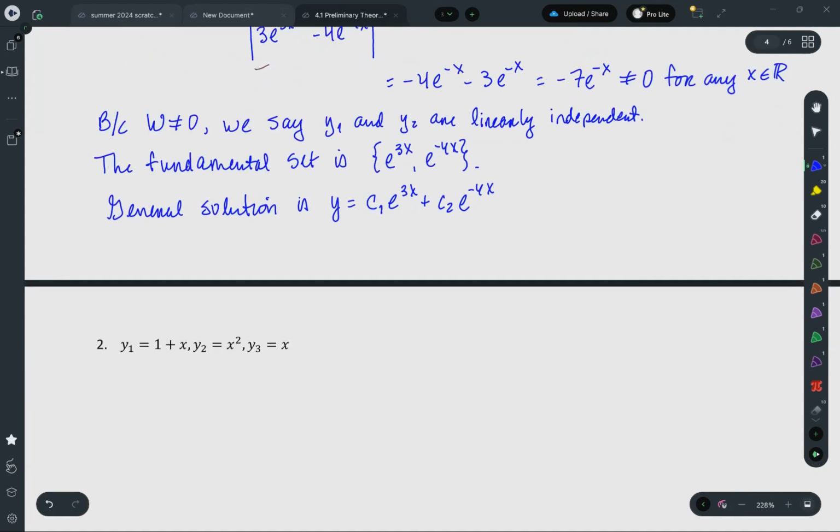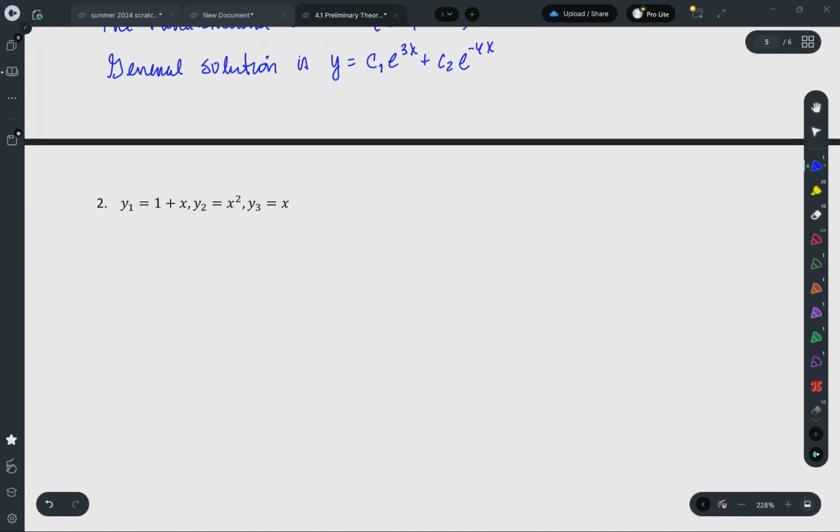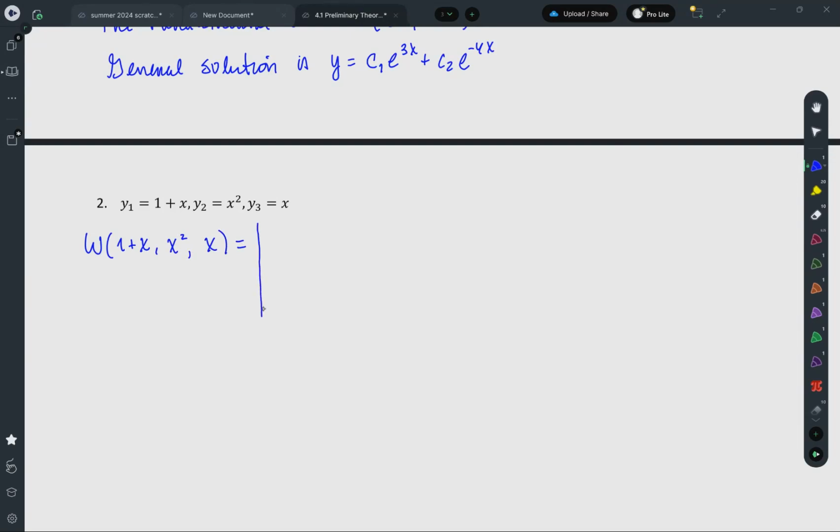Let's look at when we have 3 things and see what happens. Okay, so in this case, we're given 3 solutions. y1 is 1 plus x, y2 is x squared, and y3 is x. So we are going to calculate the Wronskian of y1, which is 1 plus x, y2, which is x squared, and y3, which is x. So I form my determinant. Across the first row, I list each of the functions, 1 plus x, x squared, and x. Because there are 3 columns, I need 3 rows, which means I go up to 2 derivatives.